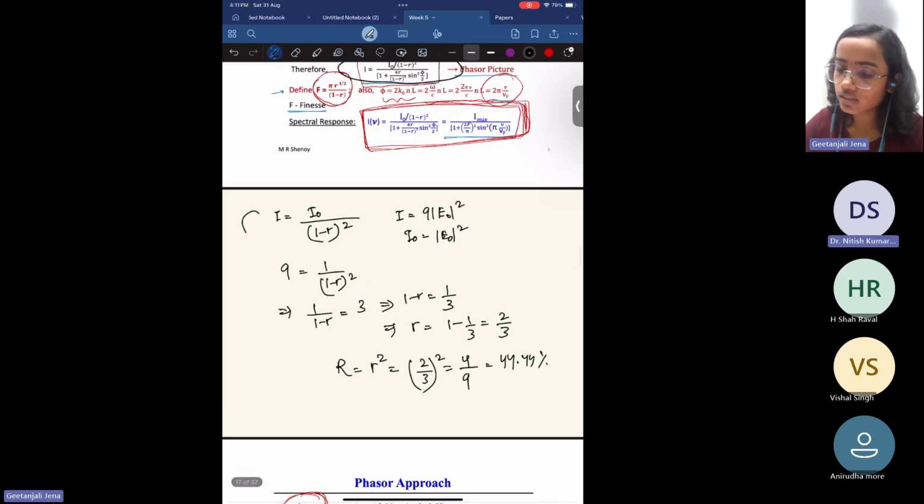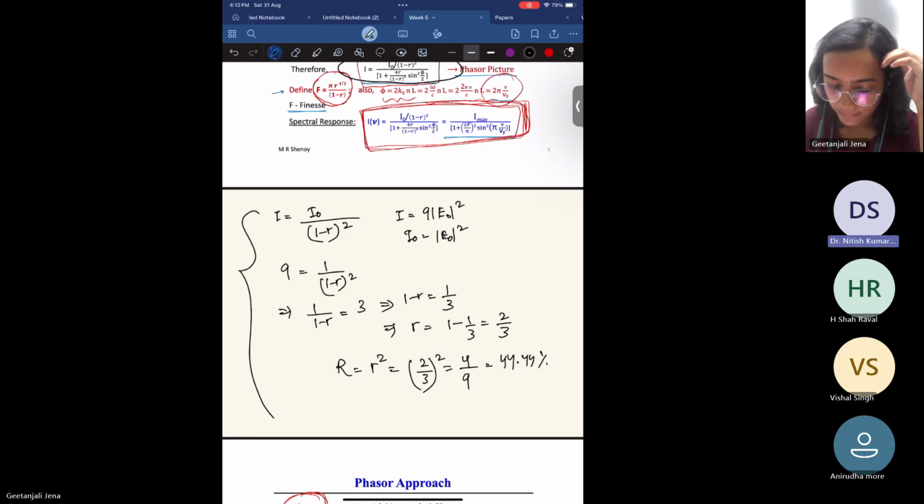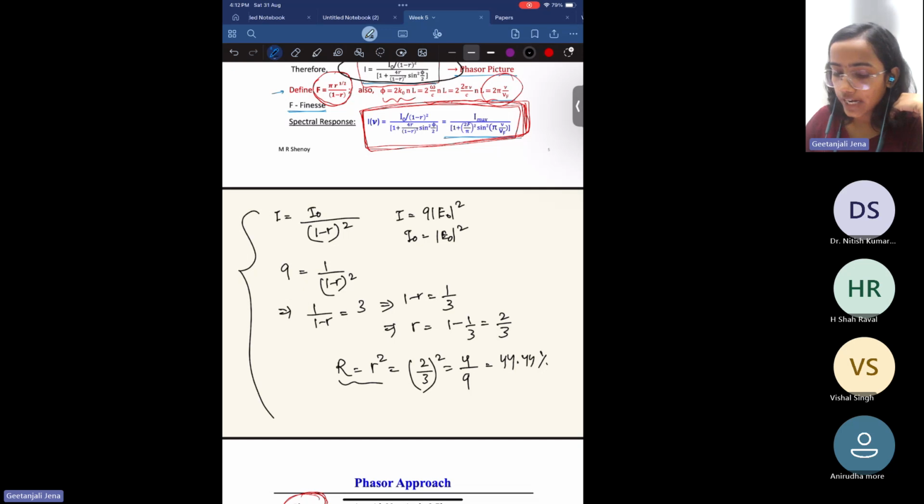So, is this clear? So we have the relation between the reflectivity and the reflection quotient: R equal to r square. Yes, R equal to r square. It is given as a symmetric planar mirror resonator, which means the reflectivity of each mirror is the same. That's why we took r square. If they are different, then you have to take R1 into R2.